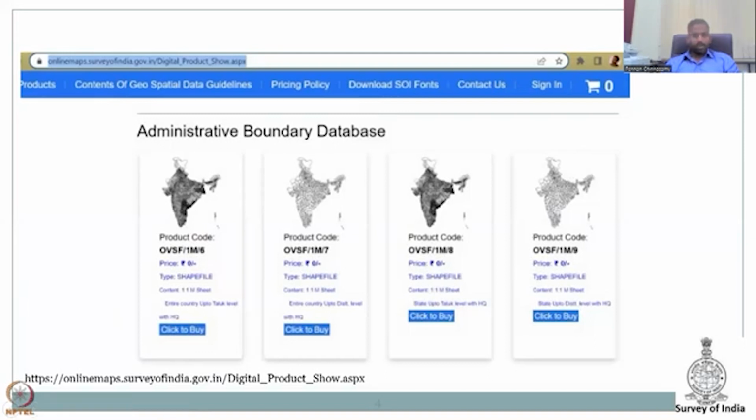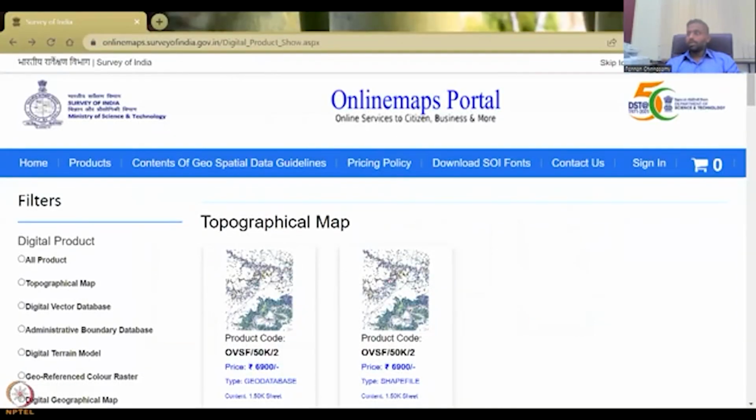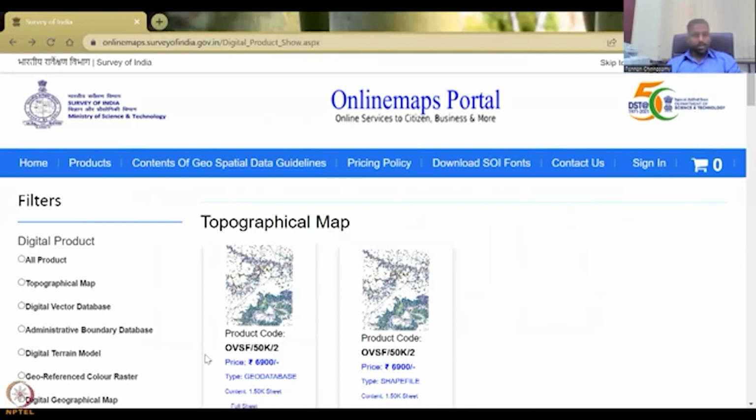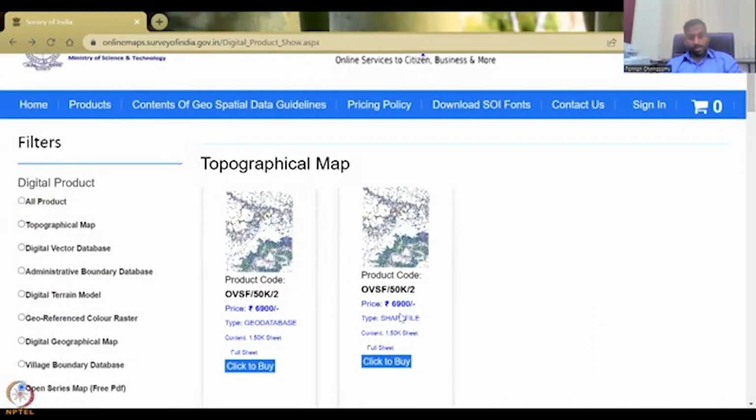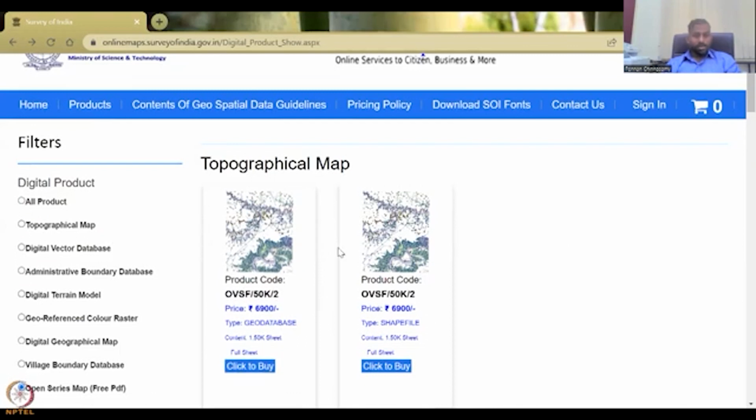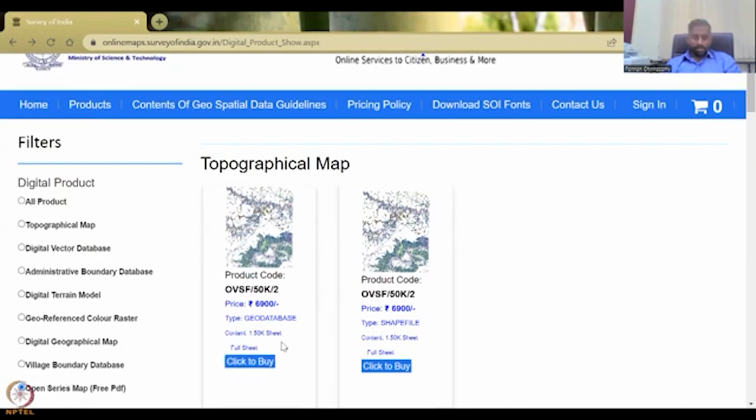you come to this web page when you open this online survey map of India. It's an online portal by the Government of India, Department of Science and Technology, Ministry of Science and Technology, and it has a lot of products. Okay, some are very costly, 6,900 rupees for a particular geodatabase, high resolution, etc.